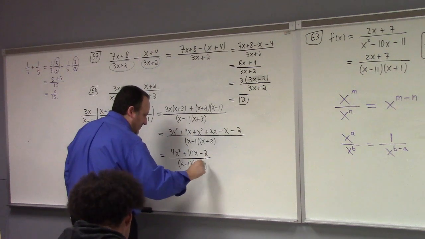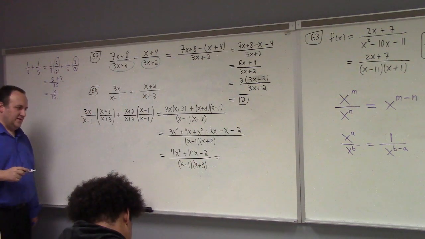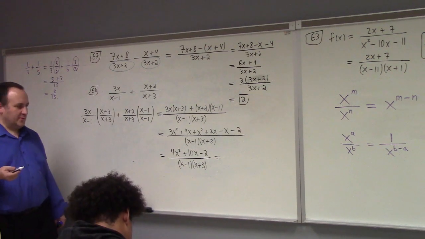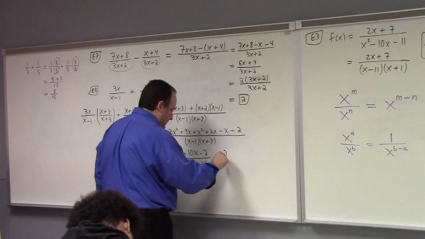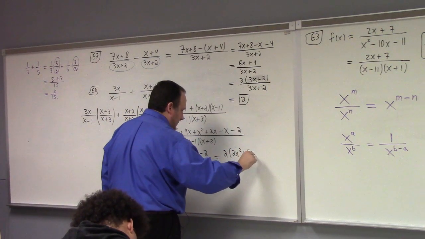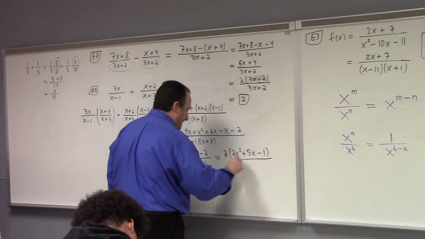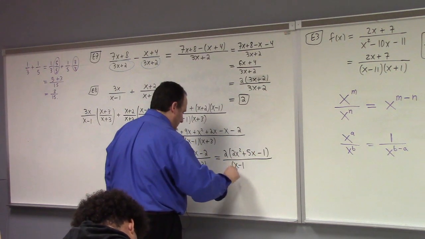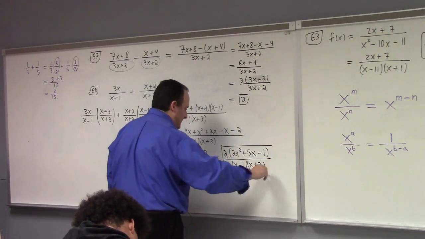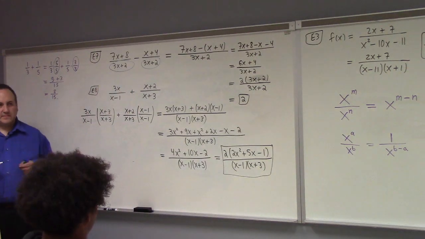I guess if you want, we could factor a 2 out of the numerator. I guess we could do that, right? That's not too much work. So 2 times 2x squared plus 5x minus 1, divided by x minus 1 times x plus 3. I don't think we can stick a fork in it, it's done. I mean, that quadratic does not factor nicely.